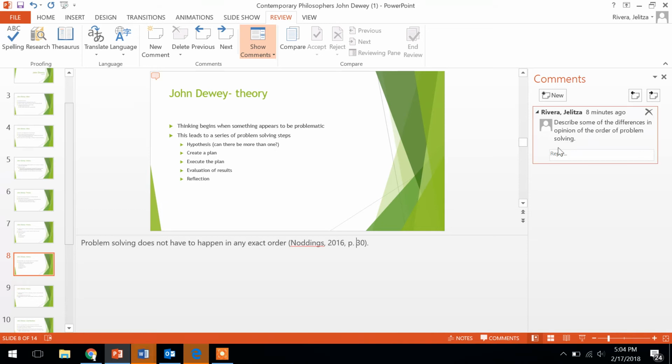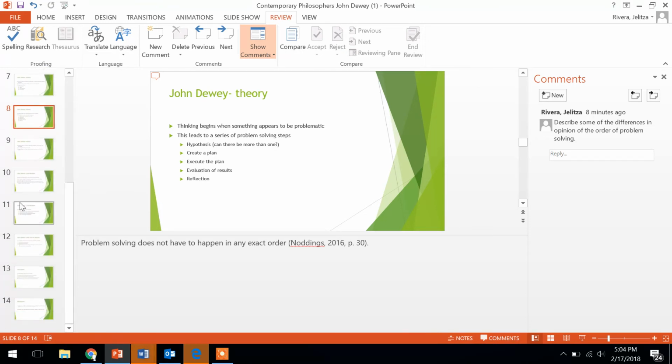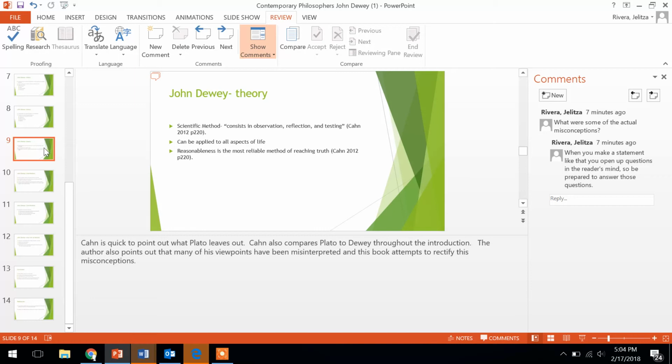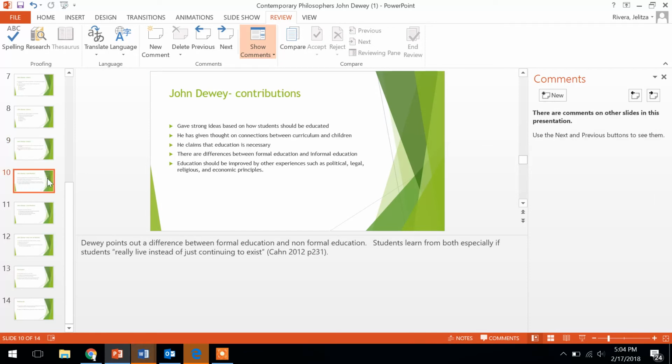Okay? And then describe some of the differences in opinion of the order of problem solving. Here you say that problem solving doesn't happen in any exact order. Okay, well, what do researchers say? Okay. Then the same thing here. What are some of the actual misconceptions? You said that Kahn talks about some misconceptions that they've had about Dewey's ideas. So what are those misconceptions? Okay. Be prepared to answer those types of questions.